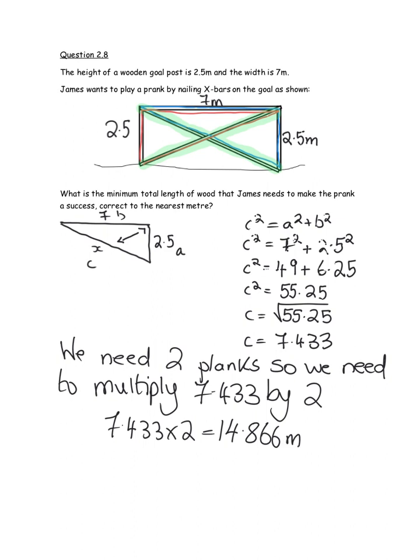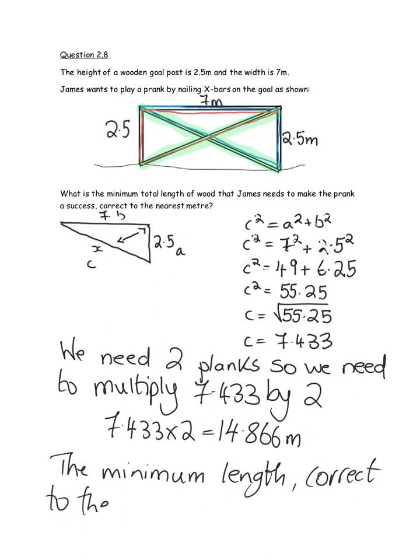But of course it says here, what is the minimum total length of wood that James needs to make the prank, correct to the nearest metre? So correct to the nearest metre, the minimum length is 15 metres. And hopefully that makes sense.